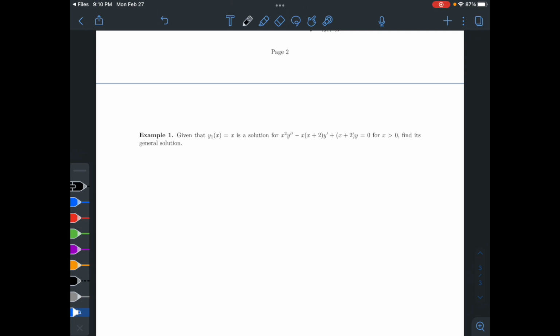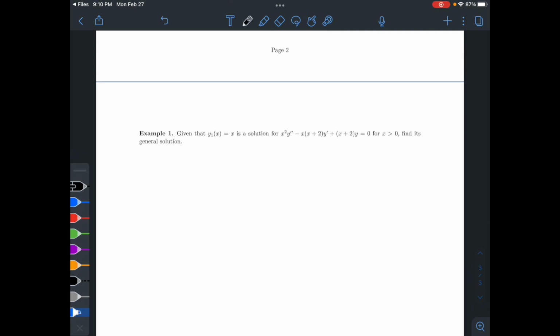All right, so the first thing that we always need to do is normalize our differential equation. So let's normalize by dividing by x squared. So we get y double prime minus x over x squared, which is just 1 over x. So then we get x plus 2 over x, y prime, plus x plus 2 over x squared times y. And that's equal to 0 over x squared, which is just 0.